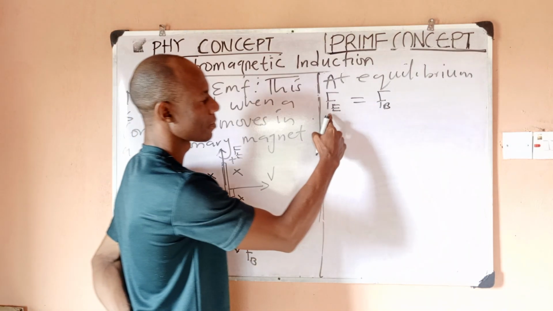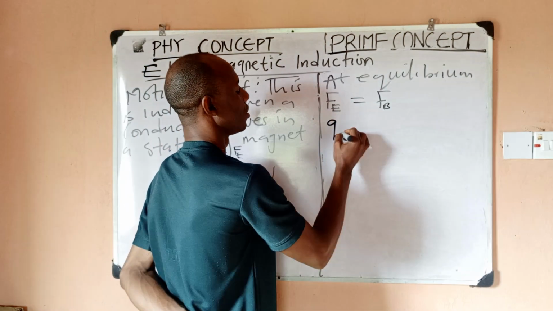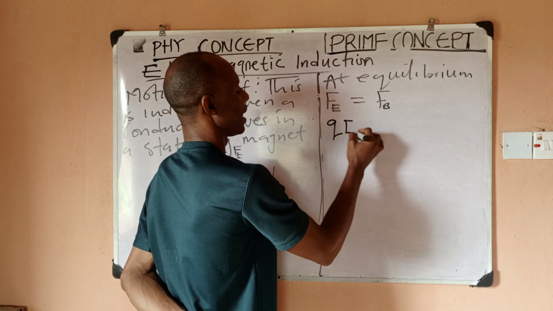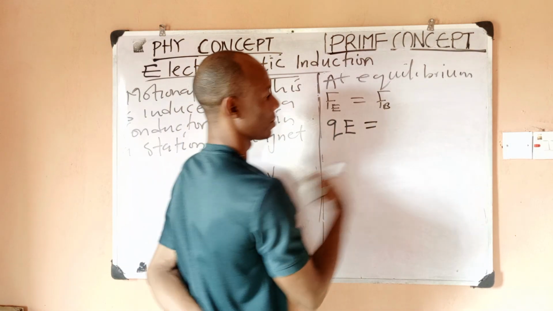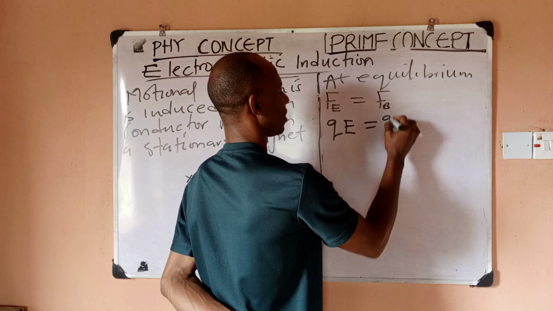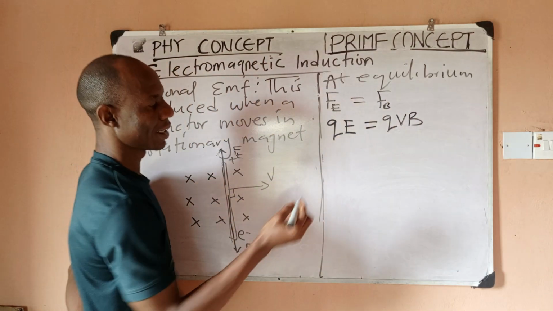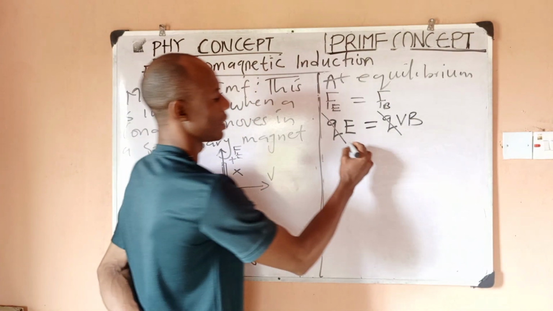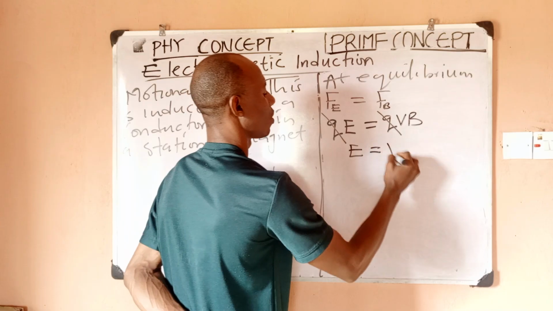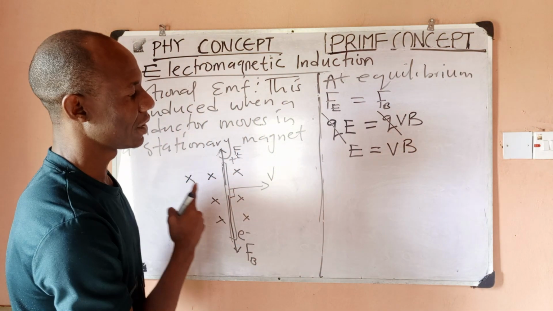Now, what is electric force? Electric force is Q, the charge, times the electric field, E. What is magnetic force? Since it is perpendicular, magnetic force is QVB. So you can clearly see that Q, the charge of the electrons, would cancel out, and then we have that E is equal to VB. What is V in this case? V is velocity. I'll define these terms.